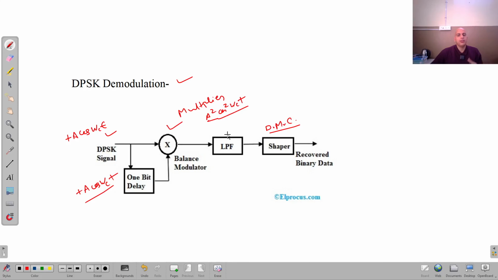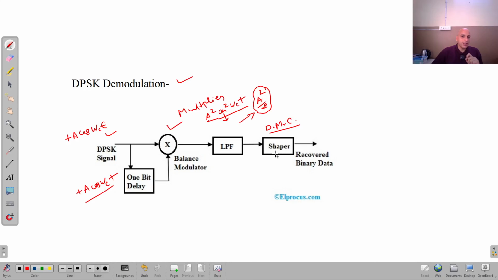And then it will be passed through a low pass filter. The output of the low pass filter will obviously be A squared divided by 2, right? The other harmonics will be removed, because when I expand this term, cos squared theta becomes (1 plus cos 2 theta) by 2. When we pass this through the low pass filter, the undesirable frequencies are removed. We are left with only plus A squared divided by 2, and this is passed through a decision making circuit.